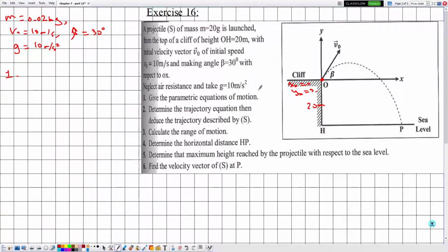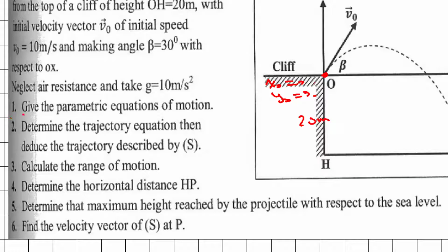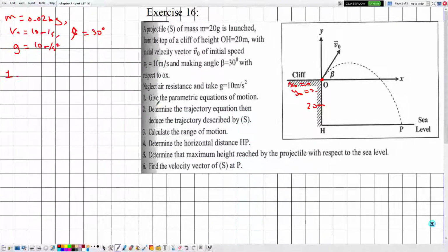Now, in number 1, they are telling me give the parametric equations of motion. And whenever they are telling me give the parametric equations, so give, no need to justify, we can directly list the parametric equations. So I expect that all of you must have memorized the parametric equations of motion that are given by x is equal to v0 cosine alpha t plus x0, vx equal to v0 cosine alpha 0, ax is equal to 0 for the x-axis, and similarly for the y-axis.